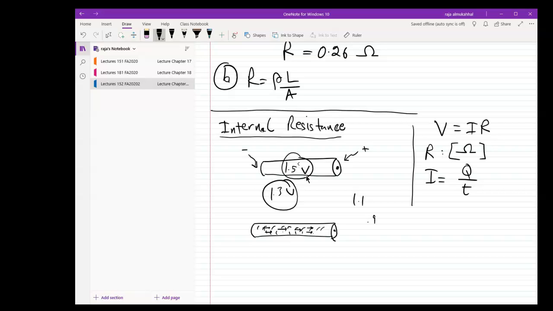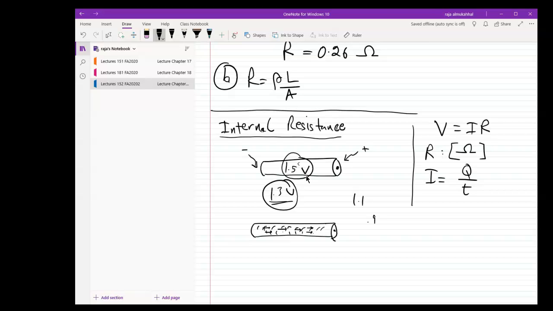And of course, your device will stop working maybe at 1.3 already, because your device, say your calculator, is designed to work at a minimum of 1.4 volt, for example. I don't know what it is, but let's say that. Below that, it's not going to work. So that's basically what happens.